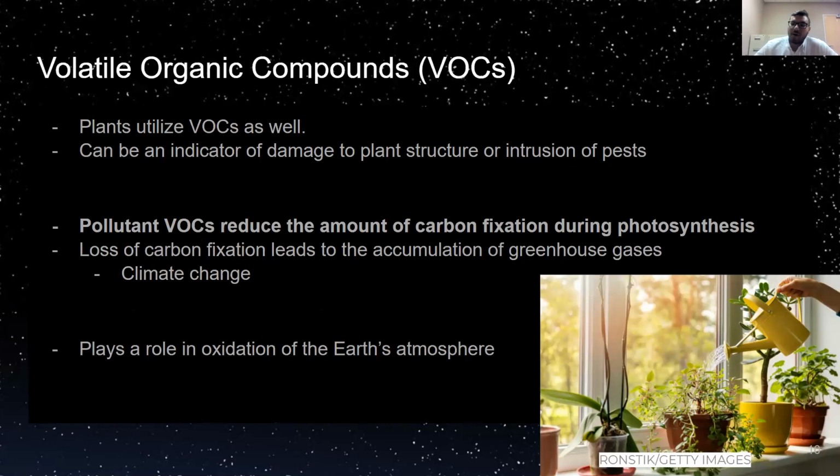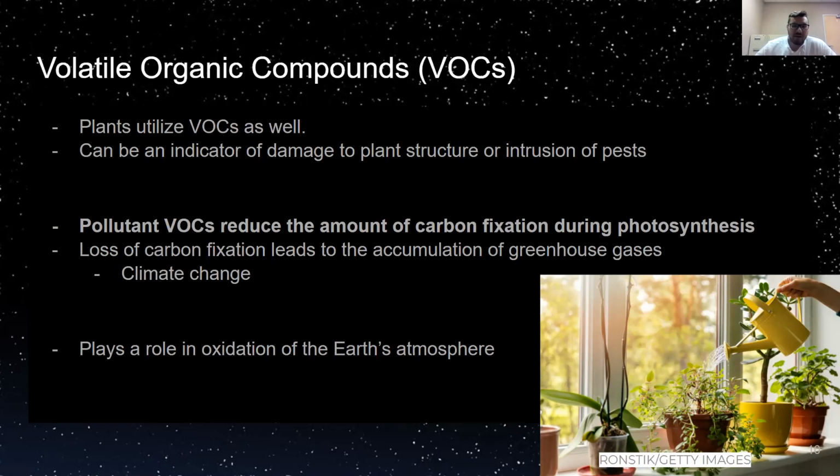They can use them as a way of communication, a way to indicate damage to plant structure, pests cause damage, and that can indicate specific types of damage to the structure of a plant. And pollutant VOCs that we discussed earlier reduce the amount of carbon fixation during photosynthesis, so the amount of carbon that's pulled from the atmosphere.